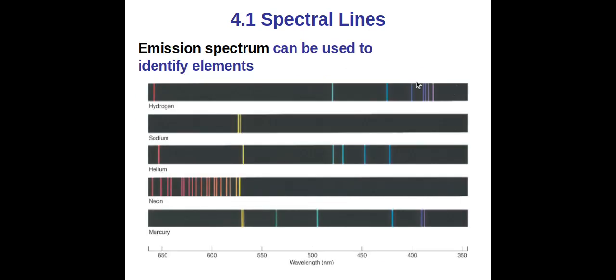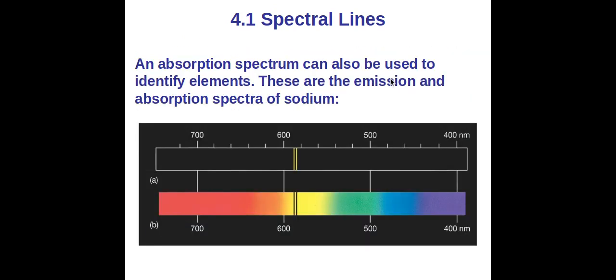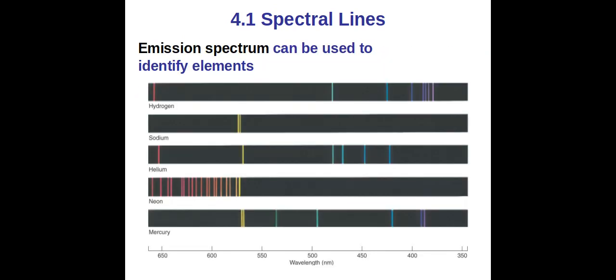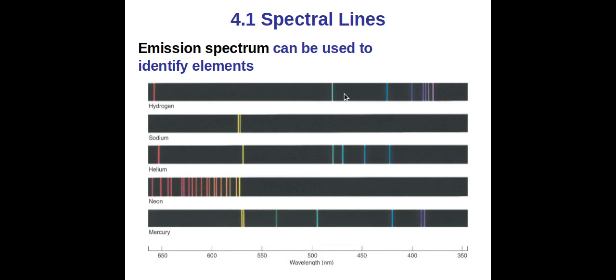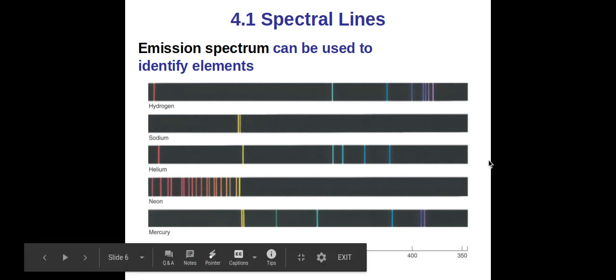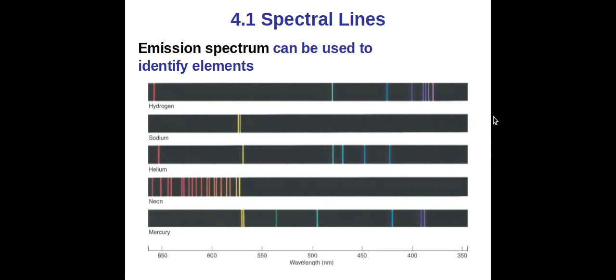So this is what an emission spectrum looks like. Oops, let me go back. As you can see, it shows what elements are in there, kind of like using fingerprints. So hydrogen will always have these lines that are associated with them at these specific places. Sodium will always have these, helium will always have these, neon, mercury, so on and so forth. So each element has its own individualized spectrum. So based on the light that we get from stars or galaxies, we can see what's out there in space.